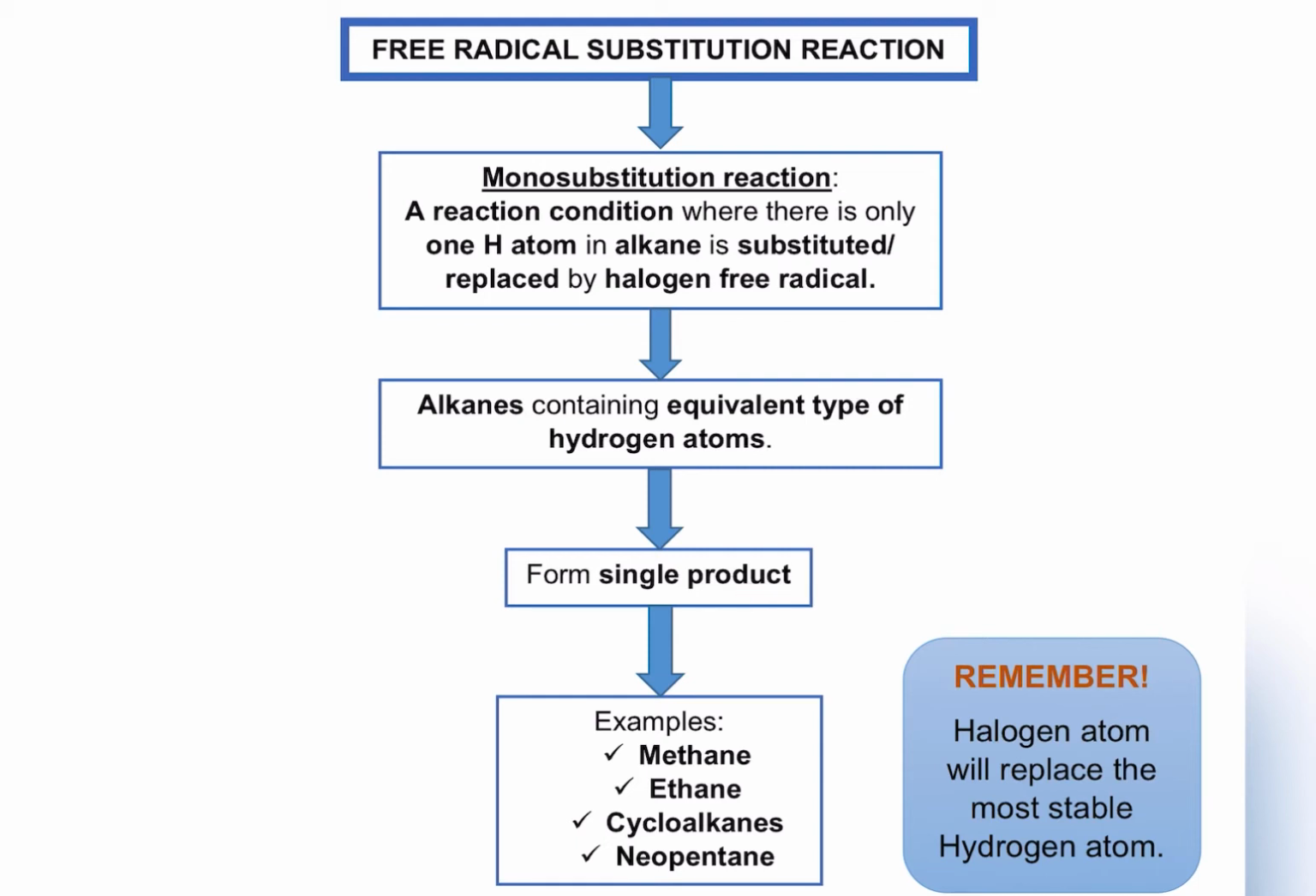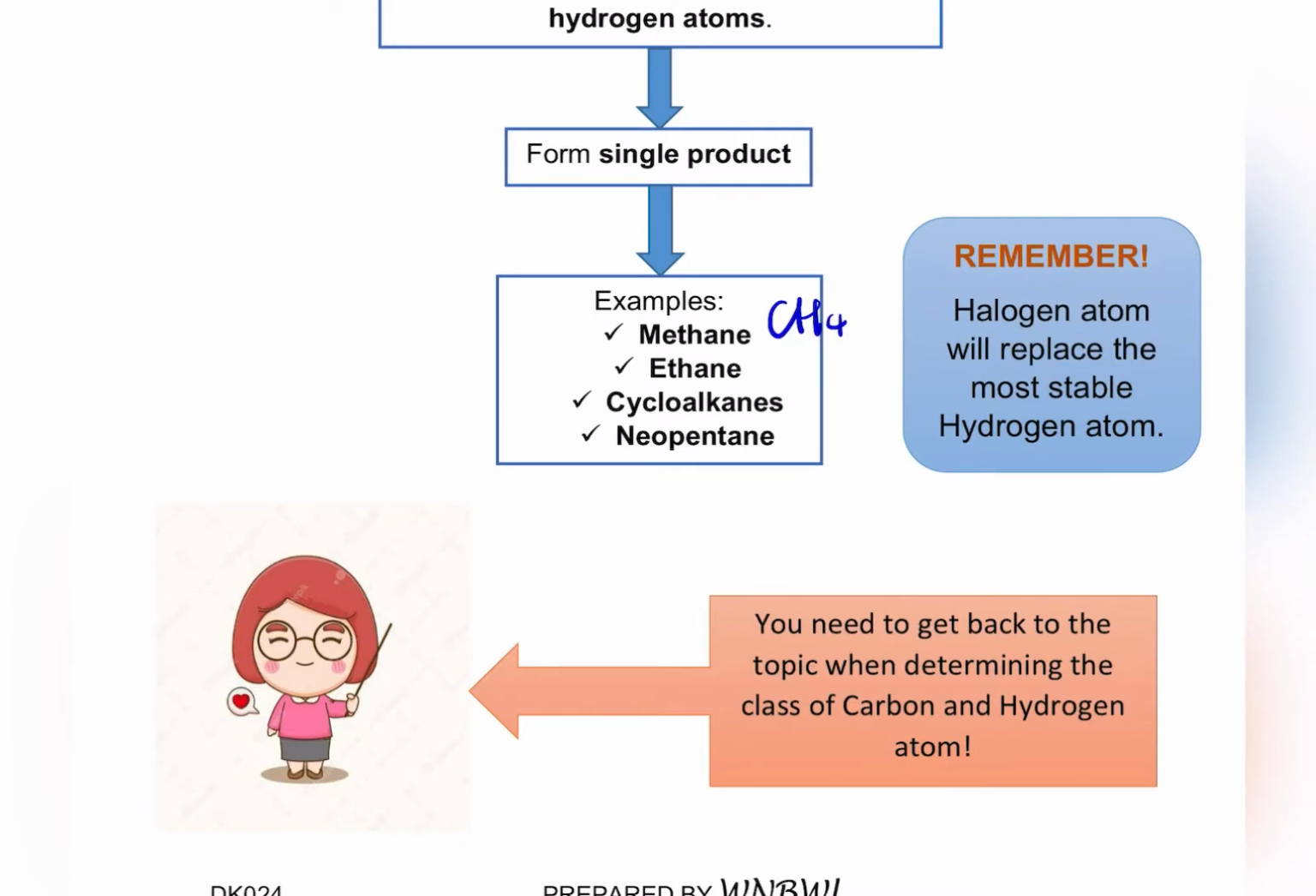There are a few examples of alkane that you can use. Usually we can use the simplest one, which is methane. Next one we have ethane. Methane is CH4, and then ethane is CH3CH3, and then we have cycloalkanes. It can be any form of cyclic alkane but without branches. So we can choose cyclopentane, it is acceptable, or cyclobutane or cyclopropane. It depends on the question.